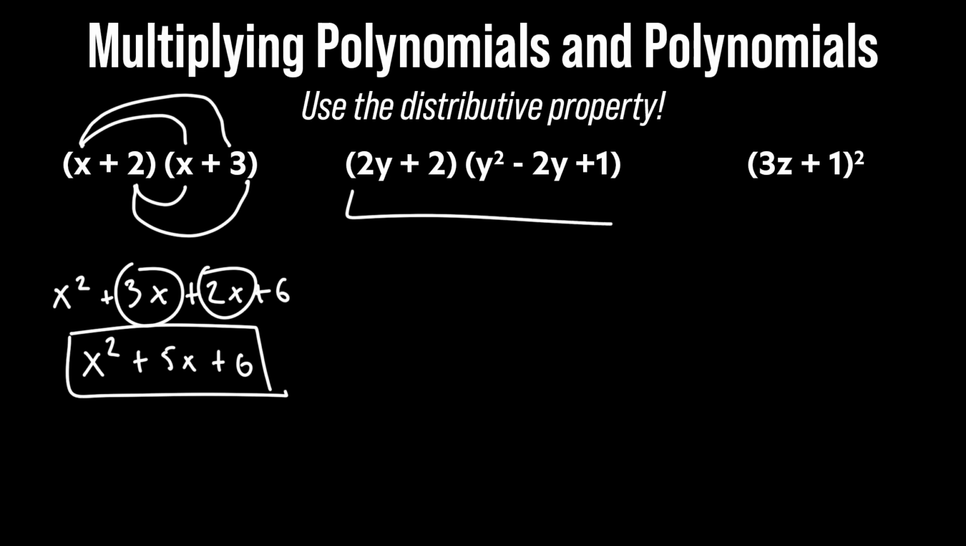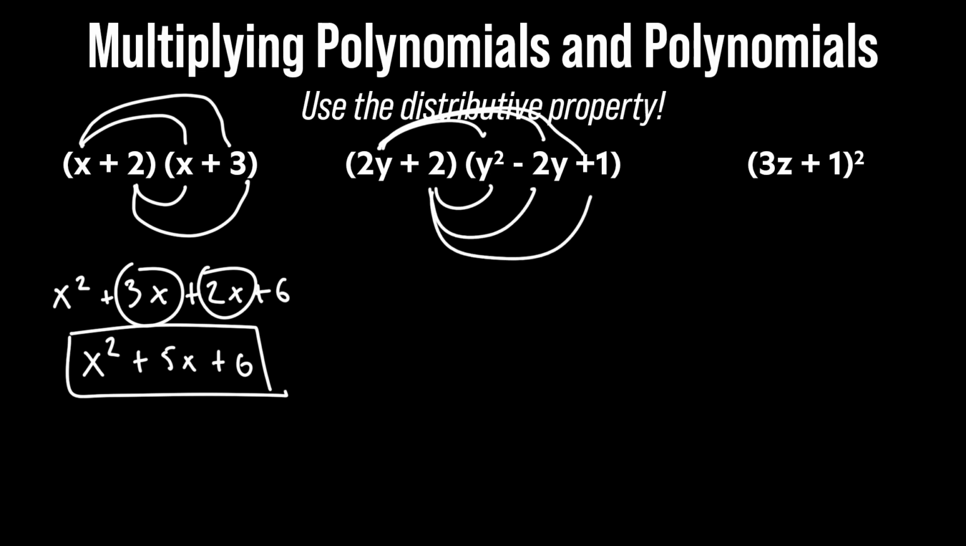Now you can use the same strategy for the second problem. However, for each term in the first polynomial, you have to multiply by each term in the second one. So it'd look like this. Let's do this. 2y times y squared is going to be 2y cubed. 2y times negative 2y is going to be negative 4y squared, because y times y is y squared. And 2y times 1 is 2y.